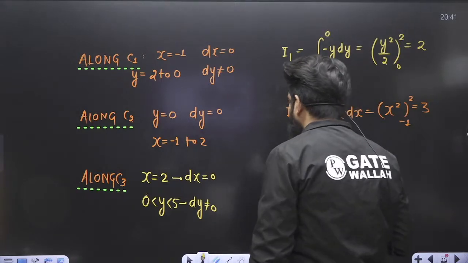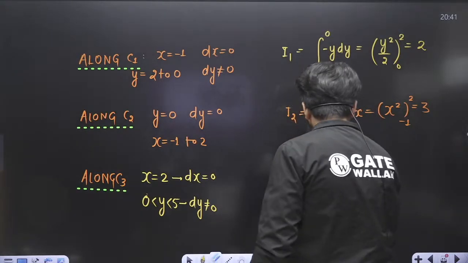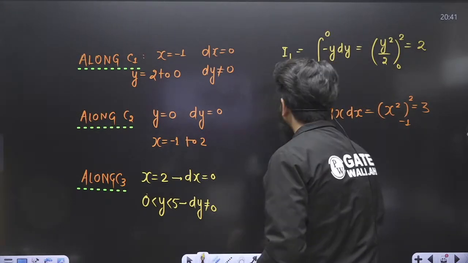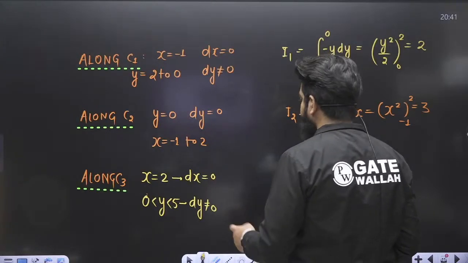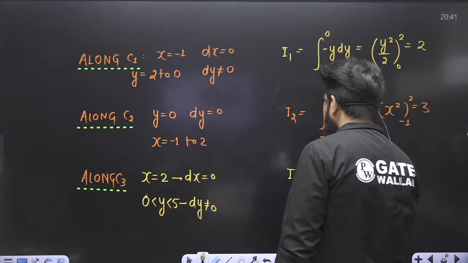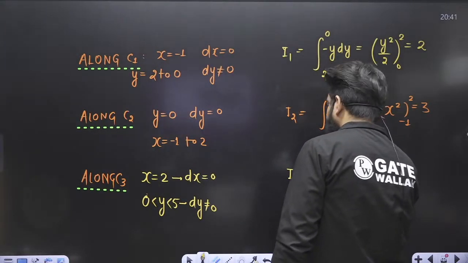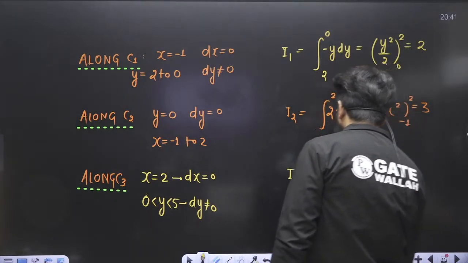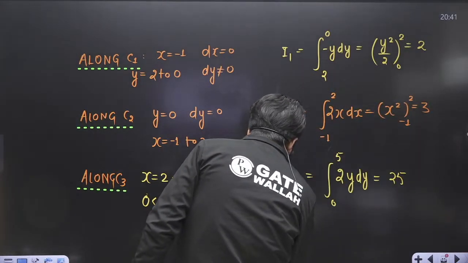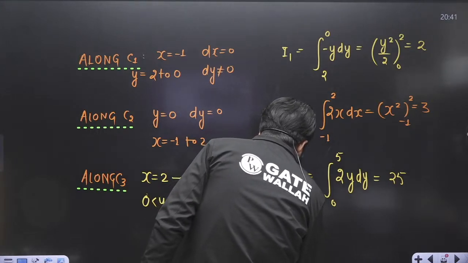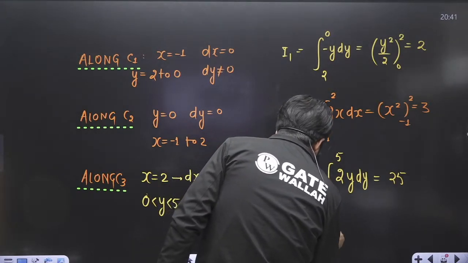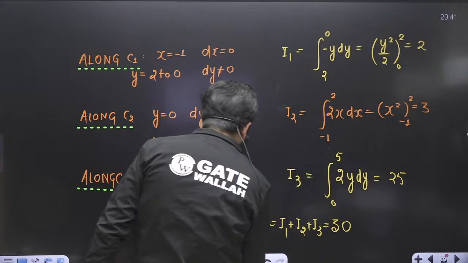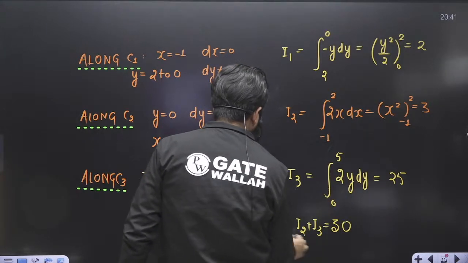Okay. dx will become 0. So let us remove the dx. 2y dy. Limit is 0 to 5. So this becomes 25. Overall answer becomes I1 plus I2 plus I3, and this is coming out to be 30. Okay? All right.